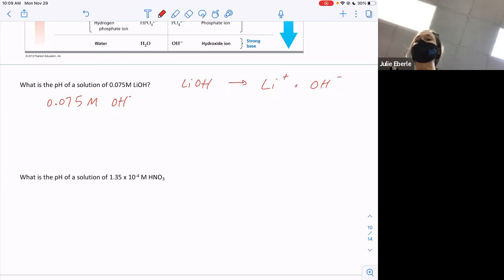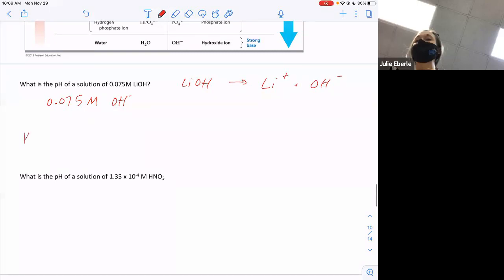There's two ways you can go about this. Anybody have an idea? What would you do next? We want the pH. I'll give you two hints. You can use KW, or you can use pH plus pOH equals 14.